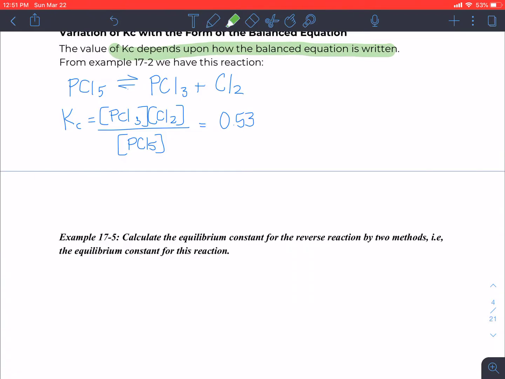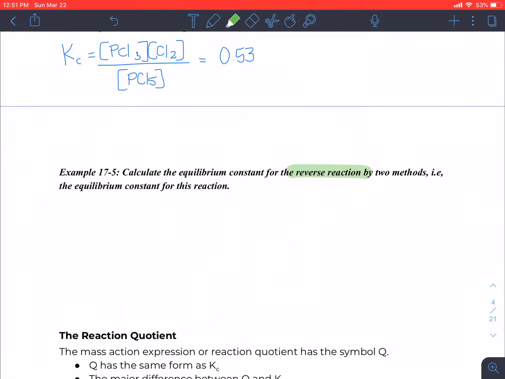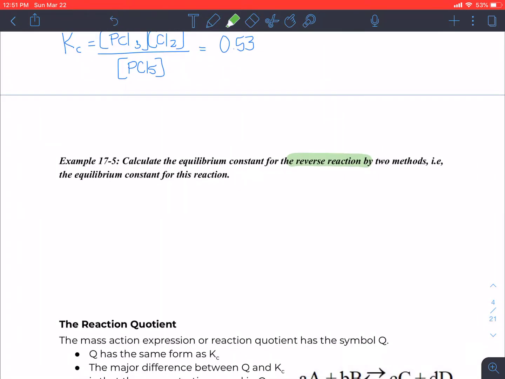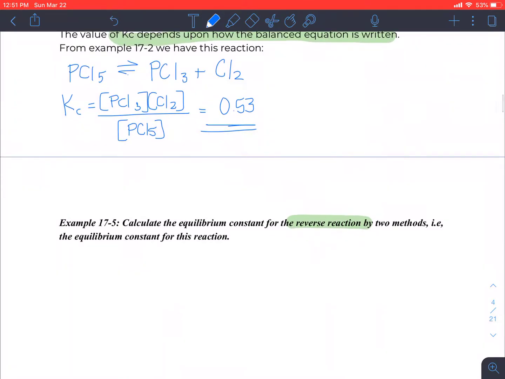Okay, so let's go on to example 17.5 and look at how the equilibrium constant would change if we were looking at the reverse reaction. So 17.5, calculate the equilibrium constant for the reverse reaction by two methods, i.e., for example, the equilibrium constant for this reaction. So all this is asking for you to do is look at how this number here would change if we were doing the reverse reaction, meaning if this entire expression were flipped.